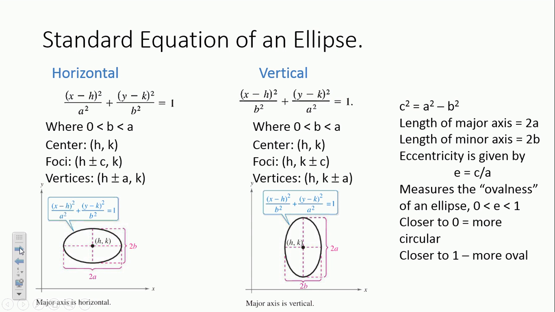Then we have one more thing to talk about, and that's the eccentricity, E. Our book likes to talk about the eccentricity or the ovalness or the circularness of our ellipse. How flattened is it, or how close to a circle is it? And the eccentricity can be found by taking C divided by A.